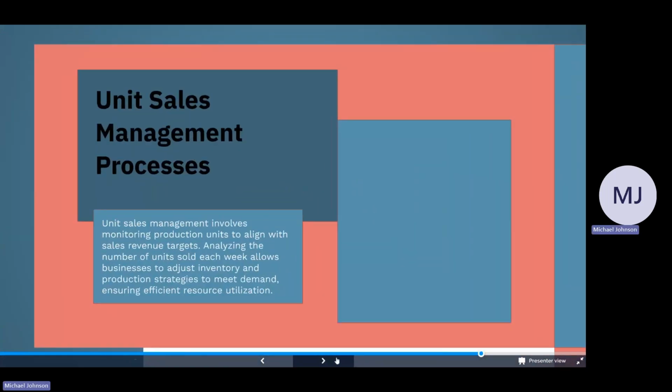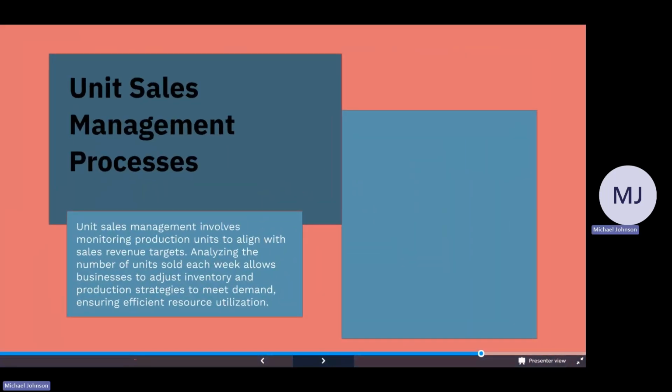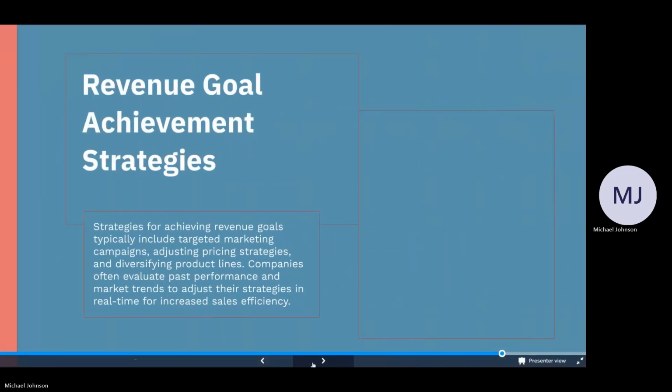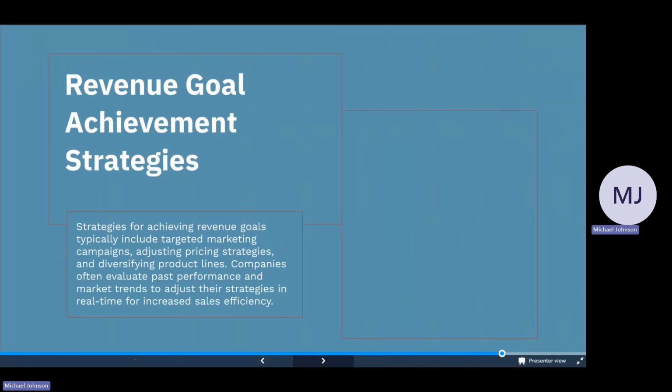Sales and revenue tracking. Unit sales management processes. Unit sales management involves monitoring production units to align with sales revenue targets. Analyzing the number of units sold each week allows businesses to adjust inventory and production strategies to meet demands, ensuring efficient resource utilization.